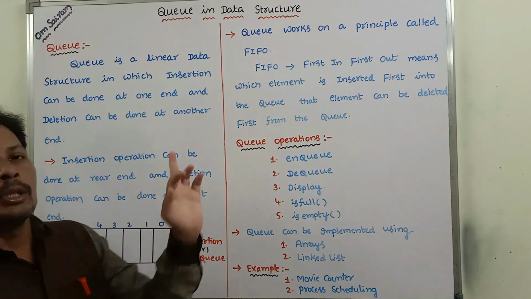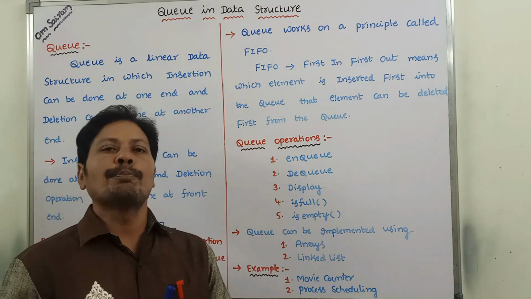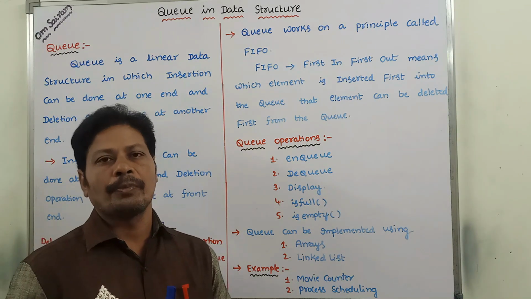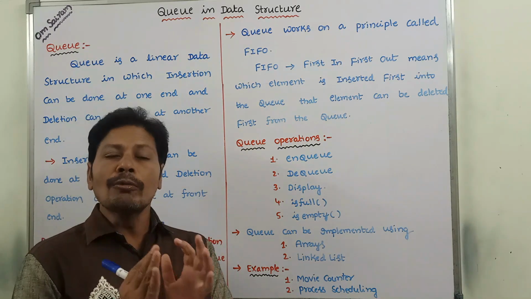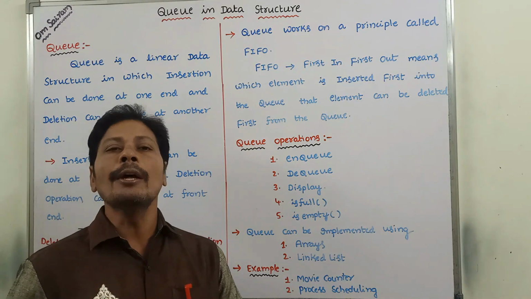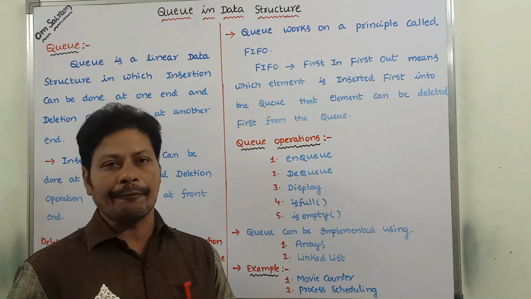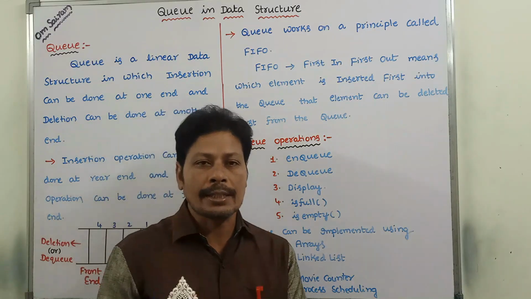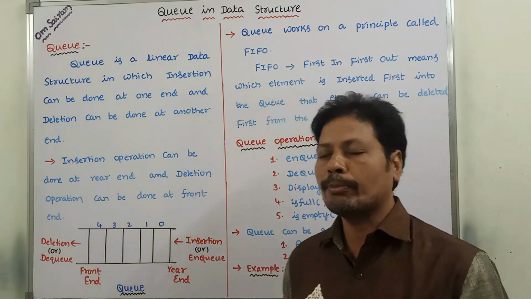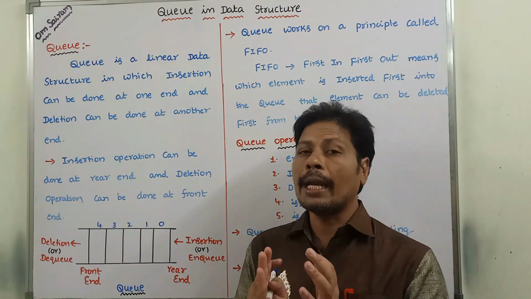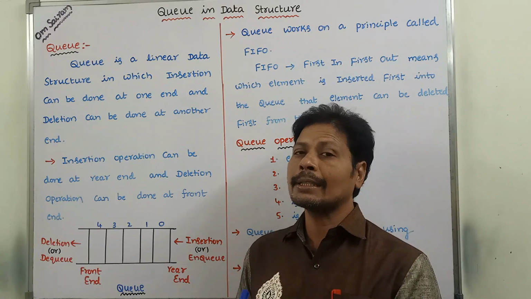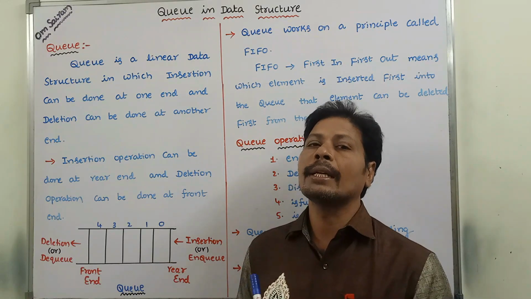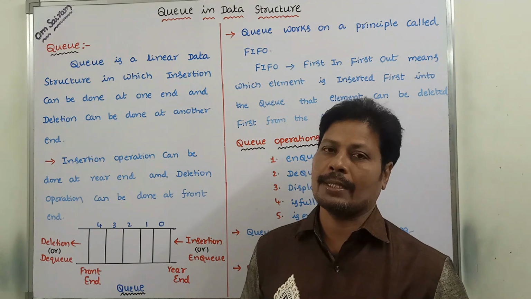Next, queue works on a principle called first in, first out. That means queue works on a principle called FIFO, F-I-F-O. FIFO stands for first in, first out. That means whatever the element which is inserted first into the queue, that element can be deleted first.